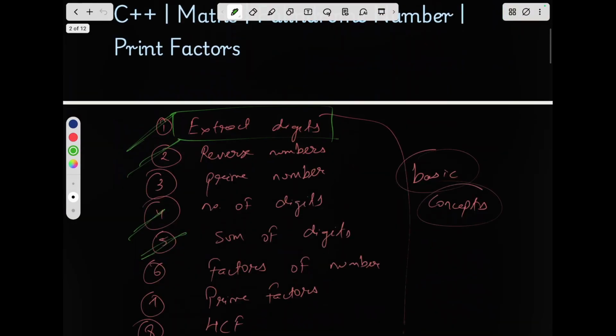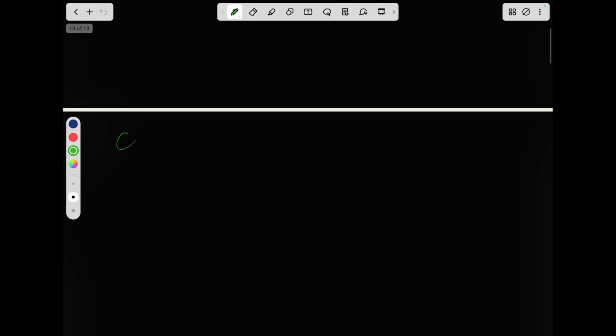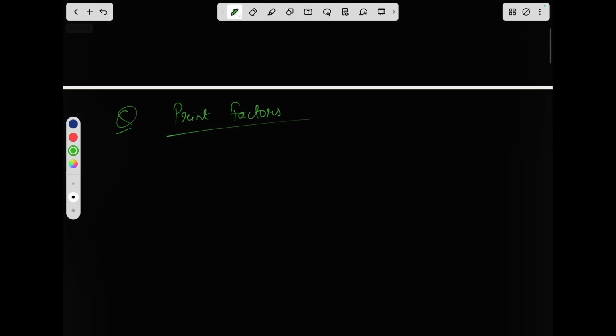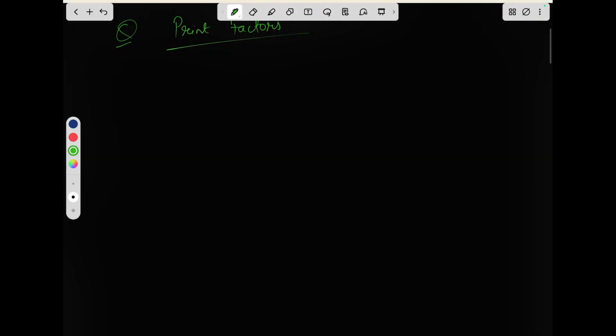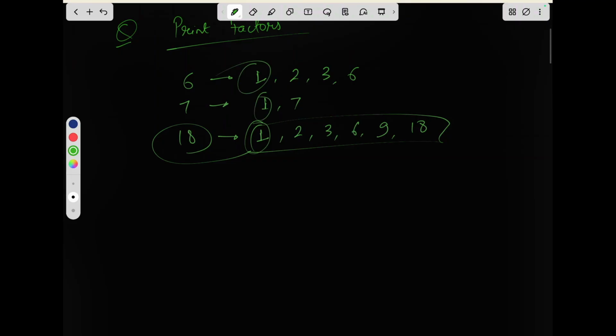Okay, so let's see how we are going to do it. Our question is print factors. Factors are the numbers which completely divide a number. Let's take 6. What are the factors of 6? 1, 2, 3 and 6, right? If you take 7, the factors are 1 and 7 itself. Then take 18. The factors are 1, 2, 3, 6, 9 and 18, right? 1 is always dividing the number, so 1 will always be a factor of any number.